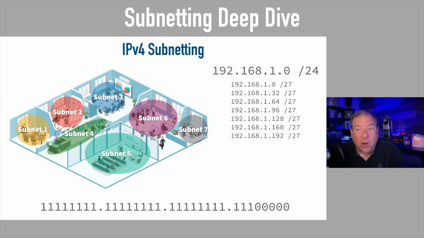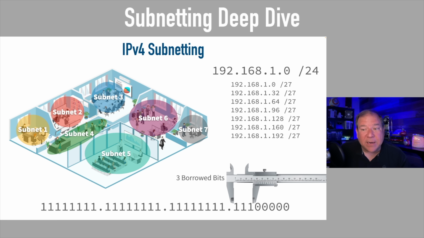By default, because it's a Class C network, we had 24 bits in our subnet mask. Well, I added 3 bits to give me a 27-bit subnet mask. Here's the definition for your notes. Borrowed bits are the bits that you add on to the default subnet mask.